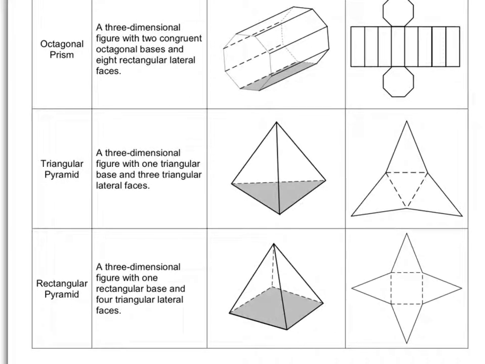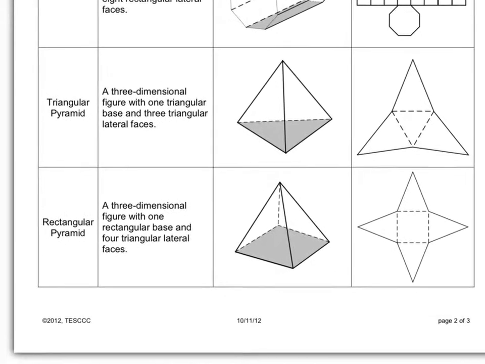Triangular, and this is a pyramid. So we have a three-dimensional figure with one triangular base and three triangular faces. Triangular base creates this pyramid. Make sure you pay attention, because we have something coming up next that's a little different. This is a pyramid, and one's a rectangular pyramid, but the difference between the two is the base. As you can see, a triangular pyramid is a three-dimensional figure with a triangular base and three faces. 1, 2, 3 faces. Pretty easy to identify here.